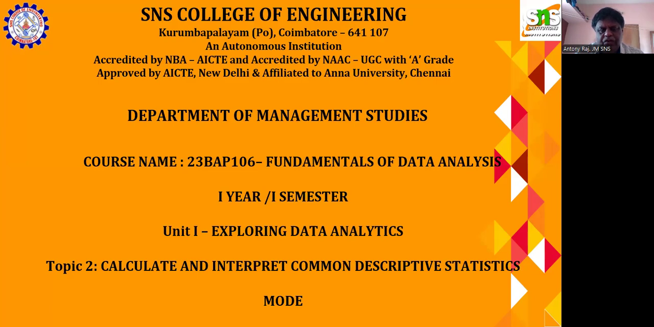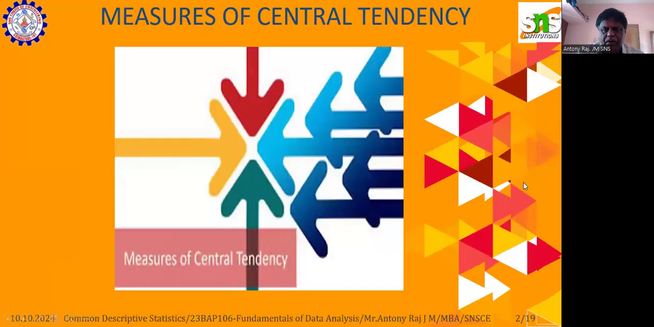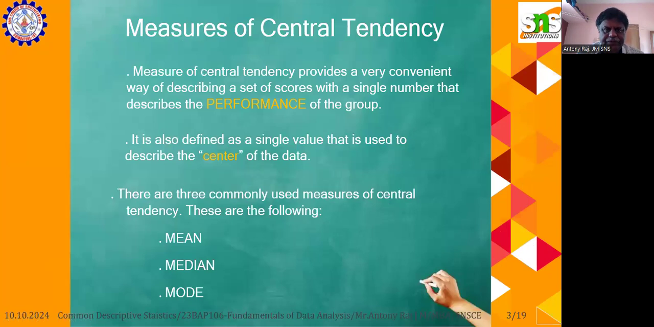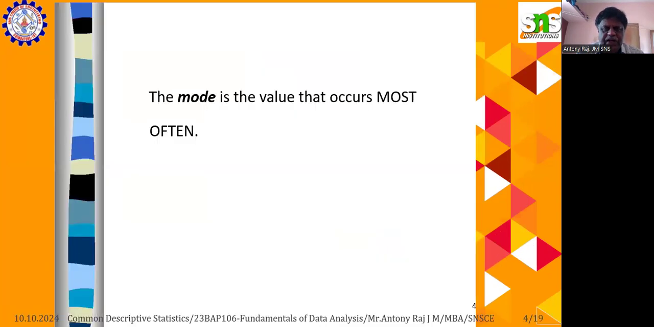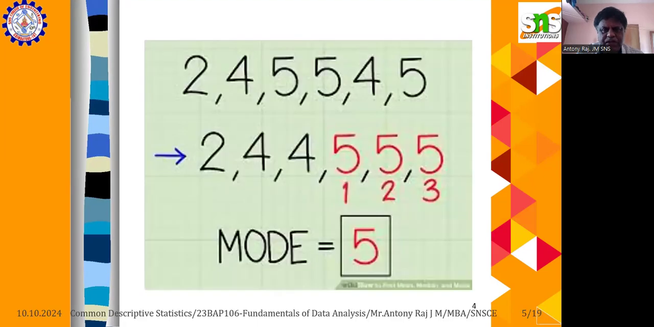And here we are going to talk on the topic regarding exploring data analytics. The subtopic here is mode. This is one of the common measures of descriptive statistics and is part of the measures of central tendency. We already spoke about what is meant by central tendency in detail. Mode is the value that occurs most often in a data set, the most frequently occurring value in the data. As simple as that.